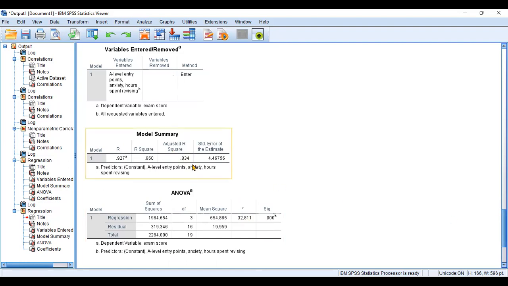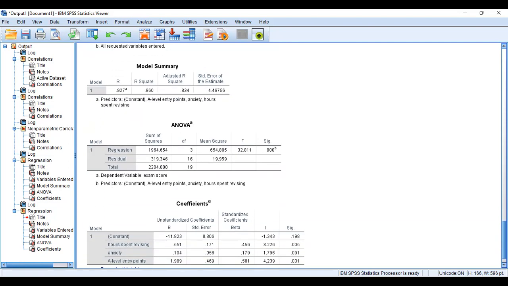Now, for the model summary, we are saying that 83.4%. Listen, we have more than one variable now, so we'll use the adjusted R squared. We're saying that 83.4% variation in our exam score is accounted for by the independent variables in our study, which are time spent studying or revising, level of anxiety, and A-level entering points. That is what we are saying. We have a reliable model, which means our data fits the model very well. We have predictive power. We can predict and have reliable outcomes from our results.